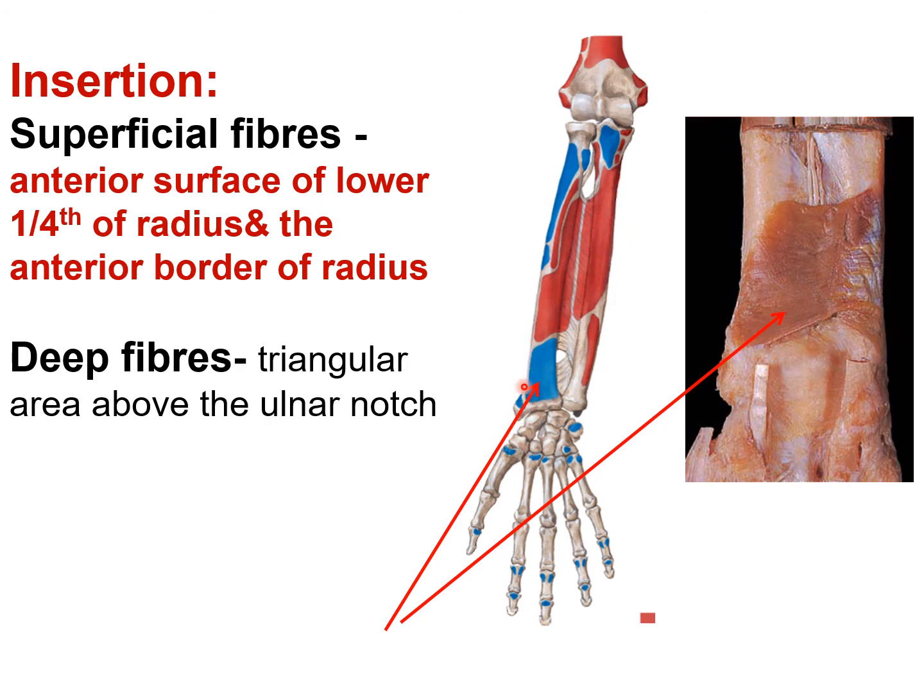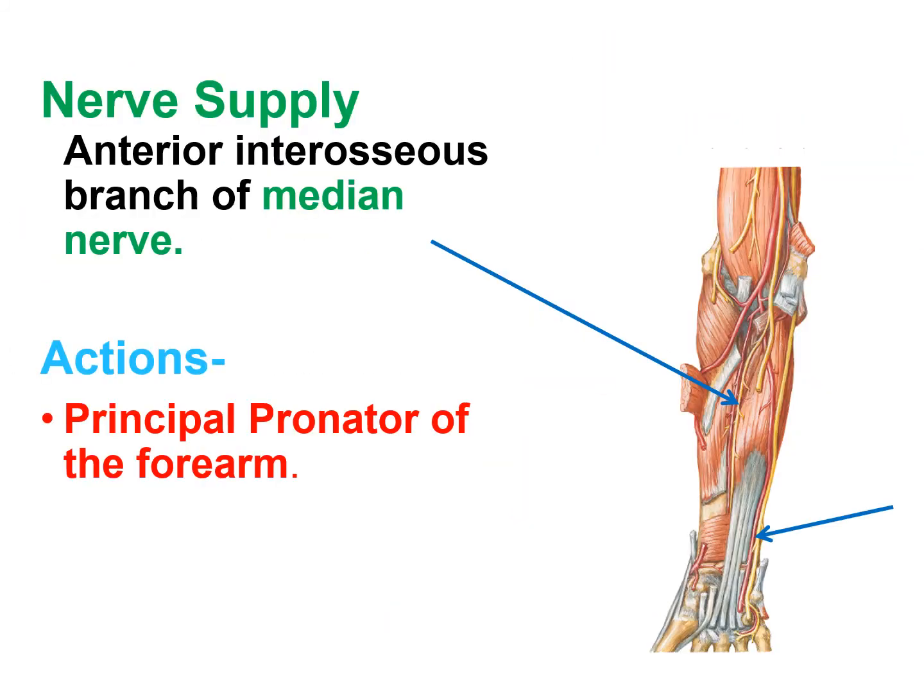of radius above the styloid process, and the deep fibers are getting inserted onto the triangular area above the ulnar notch. So deep fibers are getting inserted onto the triangular area just above the ulnar notch. The nerve supply of pronator quadratus is through the anterior interosseous branch of median nerve, and pronator quadratus is the principal pronator of forearm, and the deep fibers prevent the separation of lower parts of radius and ulna.